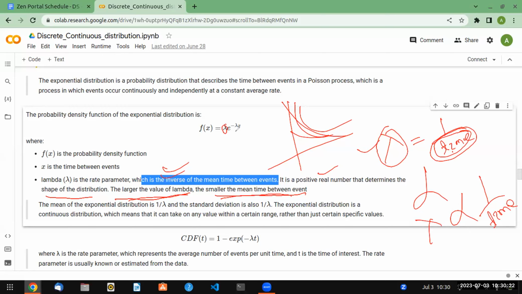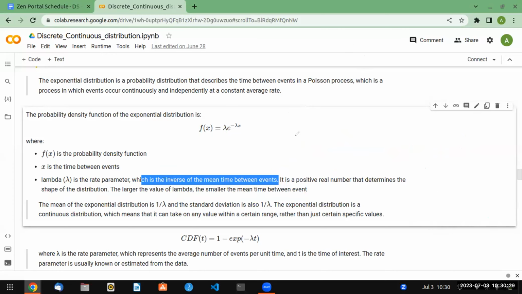And based on this lambda, your curve or the plot will also change. We'll see that in the below diagram. The larger the value of lambda, the smaller the mean time. The mean of the exponential distribution is, now here if you understand this is your lambda, or your data is following an exponential distribution, and you got the rate parameter, then immediately you can say the mean of your data that you have currently is 1 by lambda.